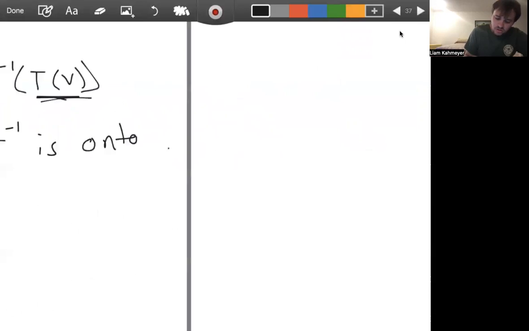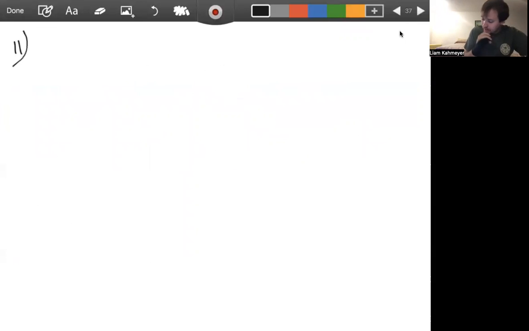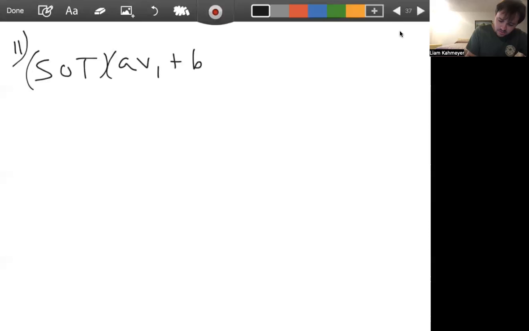All right, let's do the same thing for composition. So let's look at S compose T of A V1 plus B V2. So we're showing, is the composition linear now, right? Is the composition linear?